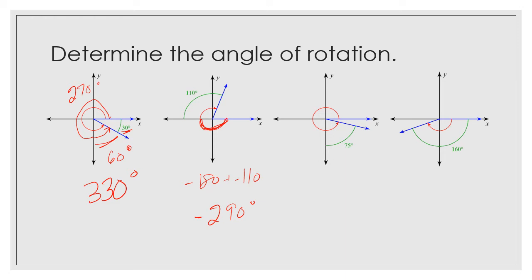On this next one, again, it's positive. I'm starting above the x-axis. It ends up in quadrant 4, so I know it's between 270 and 360 degrees. The green portion of the angle tells me that it's 75. So I know that all of this, again, is 270 degrees. So all I need to do is 270 plus 75, and then that gets me 345 degrees. And then on this last one, I know that it's negative because I'm starting below my x-axis, and the green tells me it's 160 degrees, which is negative 160 degrees.